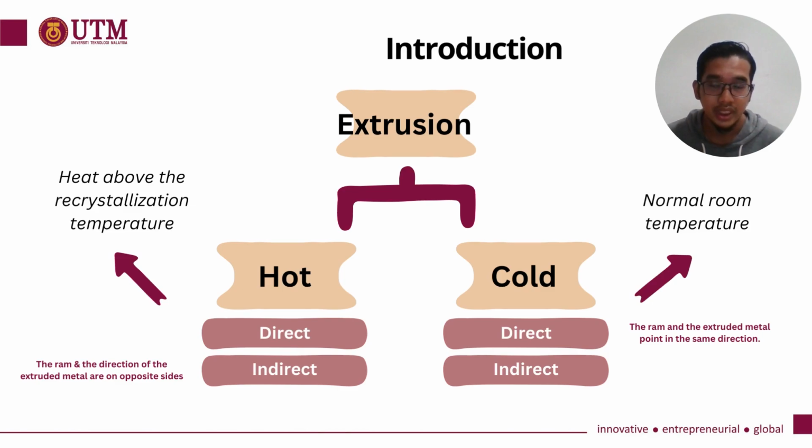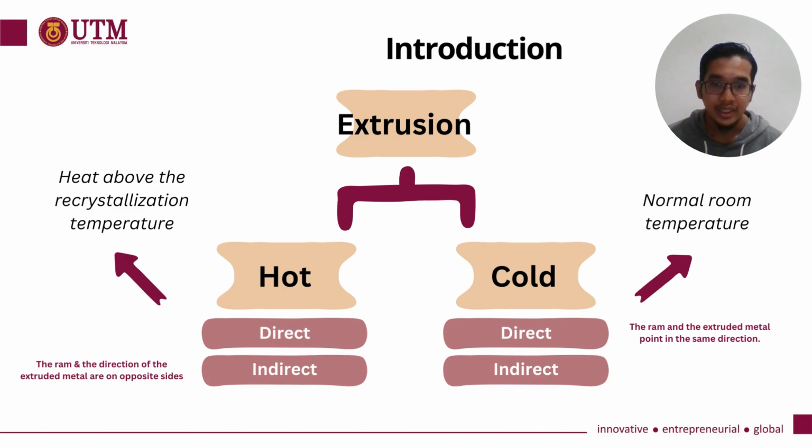Extrusion can be broadly divided into two types, which are hot extrusion and cold extrusion. Both types are subdivided into two types, which are direct extrusion and indirect extrusion. In the hot extrusion process, the mold or billet is heated to the recrystallization temperature, while cold extrusion keeps the workpiece at normal room temperature.